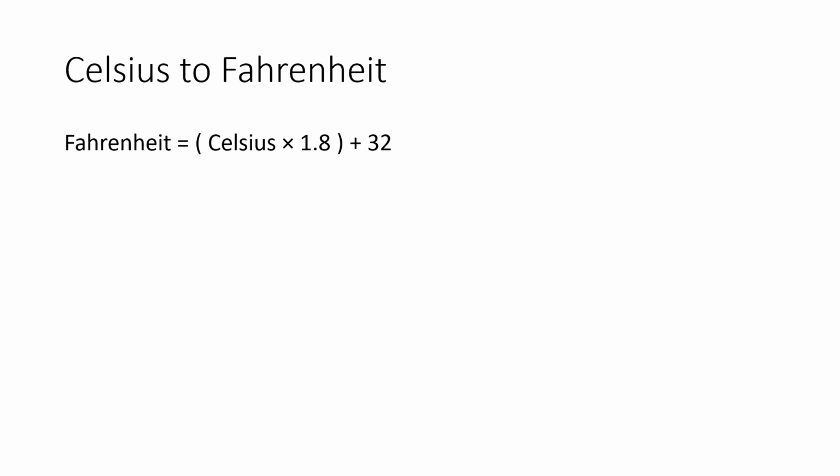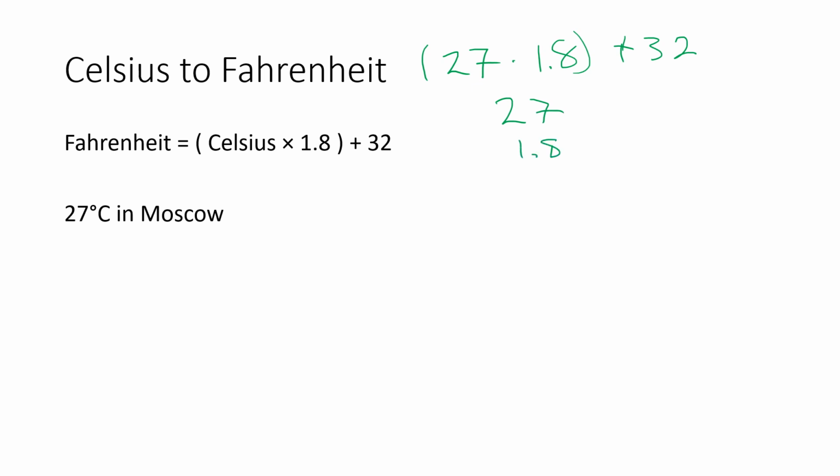Okay, one more example. Last place. Let's go to Moscow. Now we're going very far north. Let's go hang out in Russia. So 27 degrees in Moscow. So we'll plug this into our formula. 27 times 1.8 plus 32. We'll start with our multiplication. 27 times 1.8. Let's see. 7 times 8 should give us 56. Carry your 5. 8 times 2 is 16. 16 plus 5 is 21. And then a 0 for our next row.